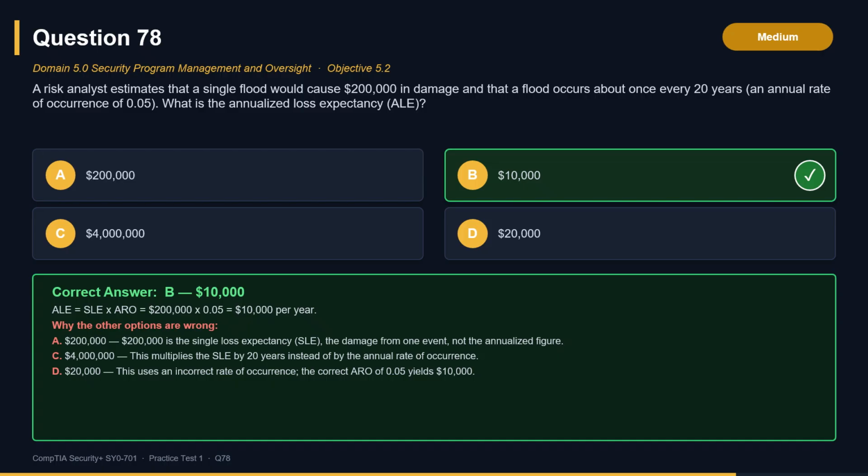Now, why the other options are wrong? $200,000 is incorrect. $200,000 is the single loss expectancy, SLE, the damage from one event, not the annualized figure. $4 million is incorrect. This multiplies the SLE by 20 years instead of by the annual rate of occurrence. $20,000 is incorrect. This uses an incorrect rate of occurrence. The correct ARO of 0.05 yields $10,000.